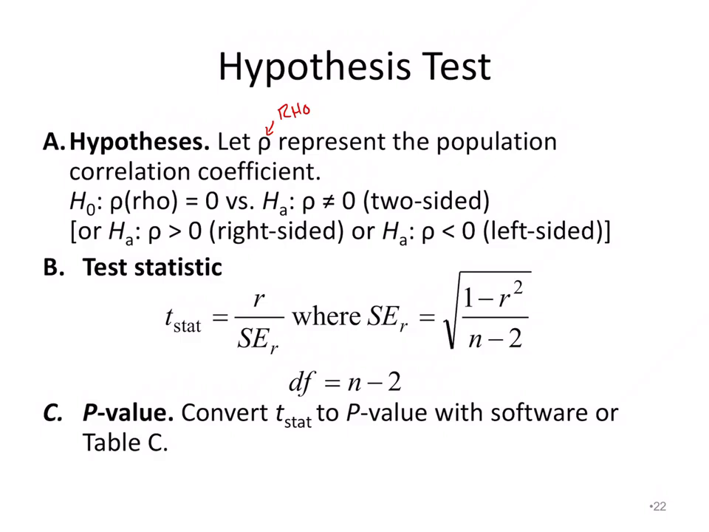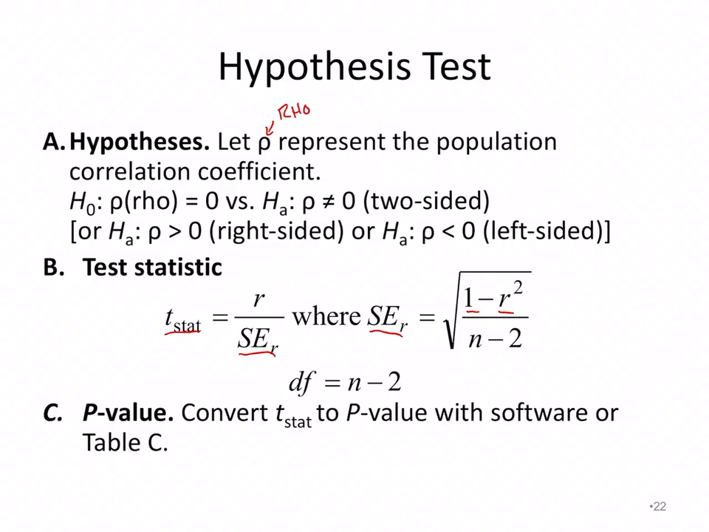Let rho represent the population correlation coefficient, where we have our null hypothesis where rho equals 0, versus our alternative hypothesis where rho is not equal to 0, rho is greater than 0, or less than 0 for right-sided, left-sided. Our test statistic, our t-stat, is going to be r over the standard error of r, where the standard error of r is the square root of 1 minus r squared divided by n minus 2. Remember, n minus 2 will be our degrees of freedom. We're going to have two different points we're looking at here, so n minus 2.